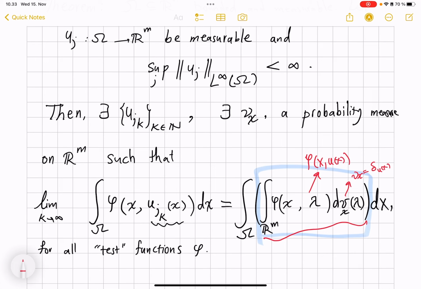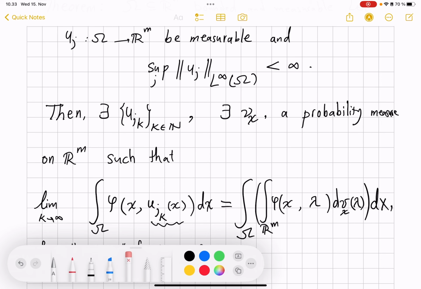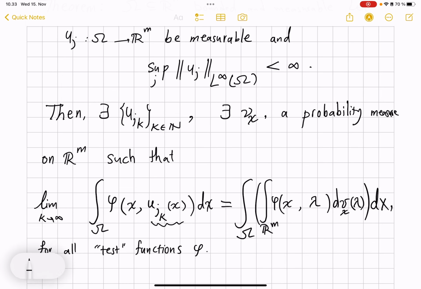Because this will be non-zero precisely only when lambda is equal to phi of x. So when you replace lambda with u of x, you will hit the measure equal to 1, and you won't care about any other lambdas. So you see again that if you really truly have a convergent subsequence, then these Young measures do exist, being the delta Dirac function.